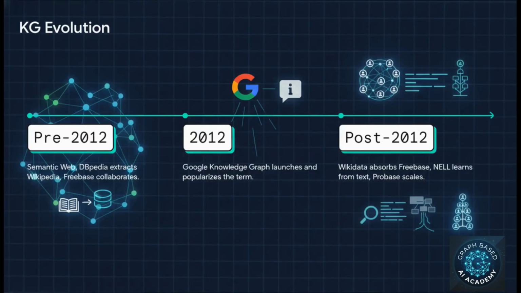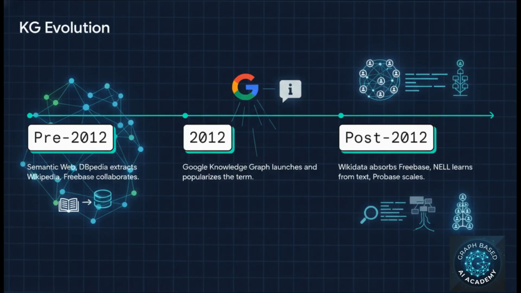If we take a look at the historical landscape here, the year 2012 is a massive anchor point. That was when the Google Knowledge Graph launched, which, by the way, is exactly what powers those little info boxes you see on the side of your search results today. Google definitely popularized the term, but the underlying concepts go way back to earlier semantic web research.